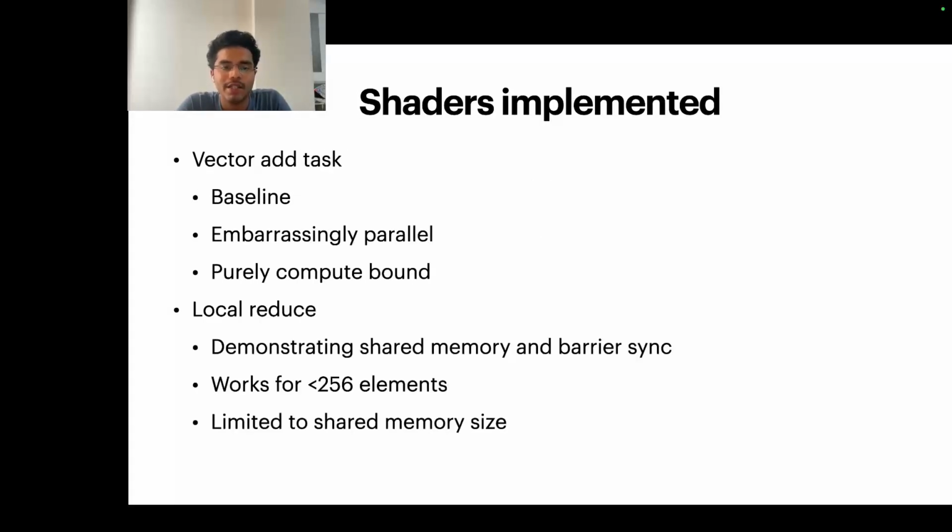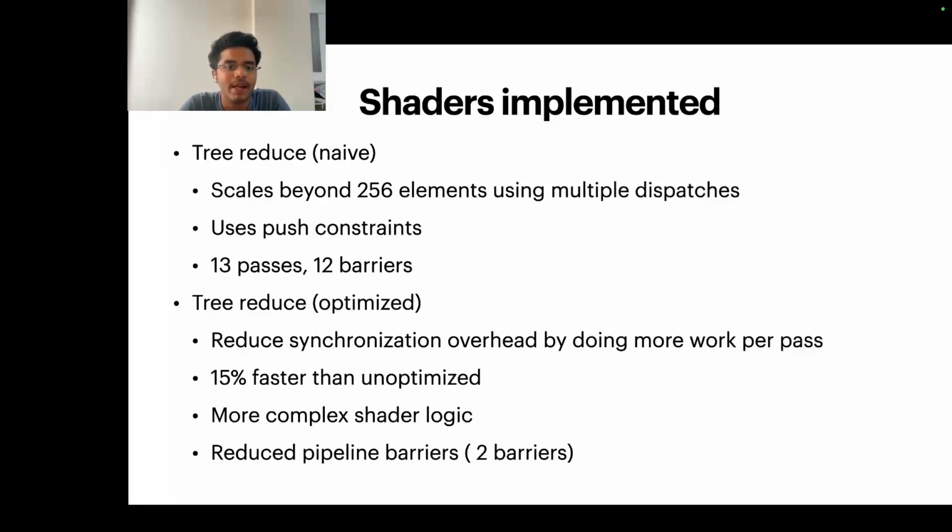I'm implementing four shaders in my project. One is a vector add task shader that is just used in the very beginning to complete all my integration points. It's basically a compute-bound, embarrassingly parallel task, so it's not of much significance. Then there's a local reduce task, which works within a workgroup, so synchronization is involved only within a workgroup. To scale beyond 256 elements, that is beyond a workgroup, you need a tree reduce algorithm. It uses push constants to communicate relevant information from the CPU.